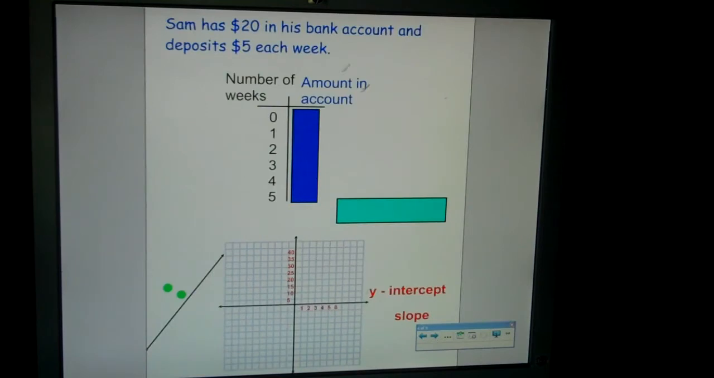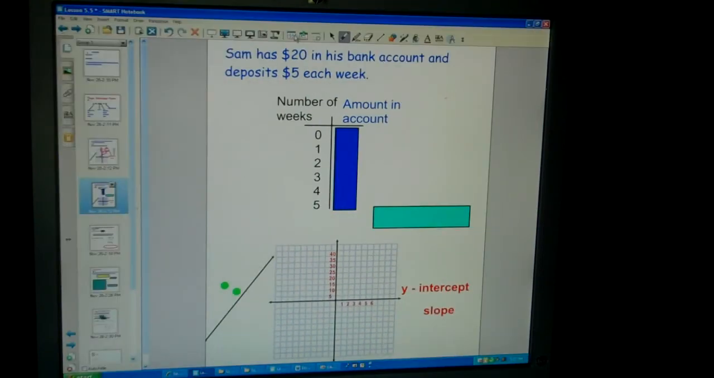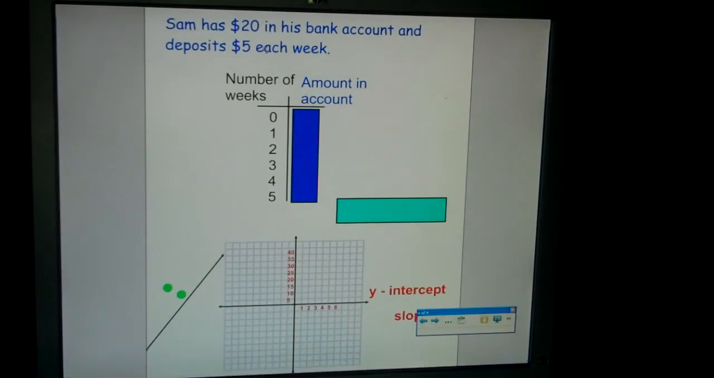All right, here we go. Same scenario, except this time we can do it from a table. Sam has $20 in his bank account. He deposits $5 each week. So, again, you could fill out the function table for 0 weeks, 1 week. Why don't you go ahead and do that? Because I'm going to show you the answer.